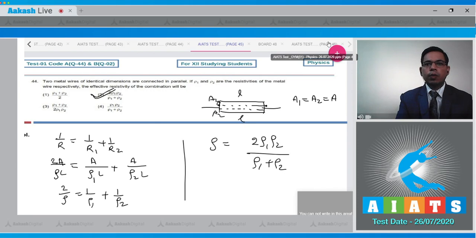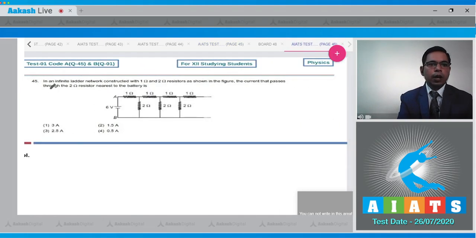Now move to question number 45, which states that an infinite ladder network is constructed with 1 ohm and 2 ohm resistors as shown in the figure. The current that passes through the 2 ohm resistor nearest to the battery is asked. Now dear students, this is the circuit. The battery is here and the current is asked in this branch. That means this is the current I.